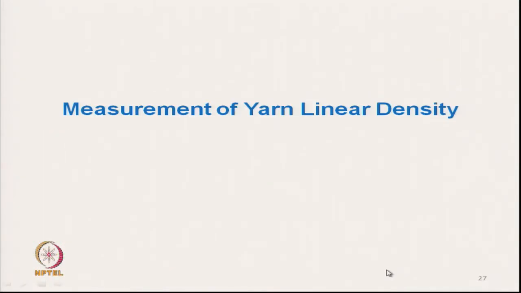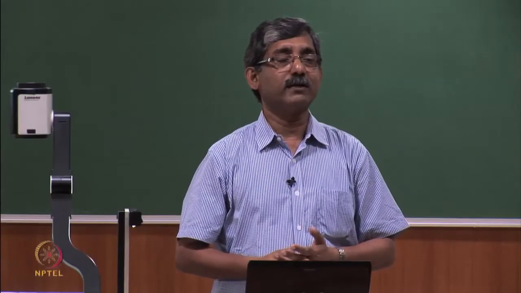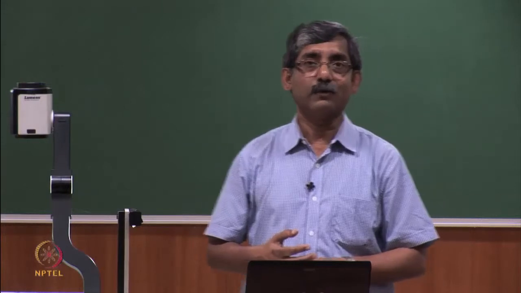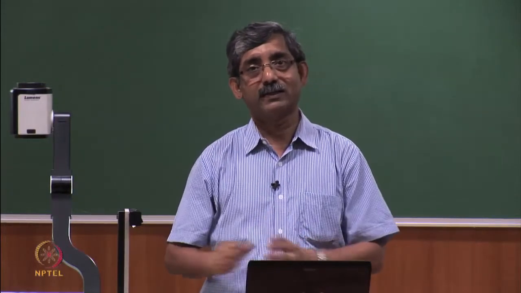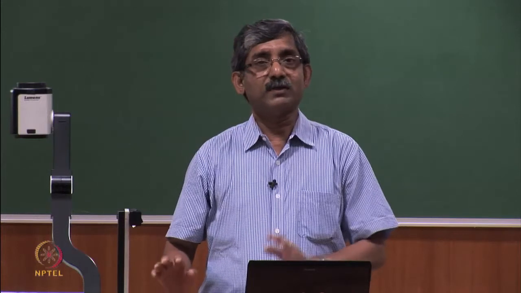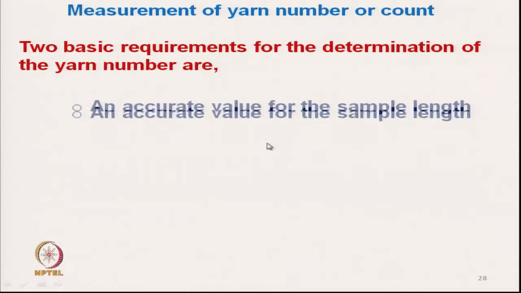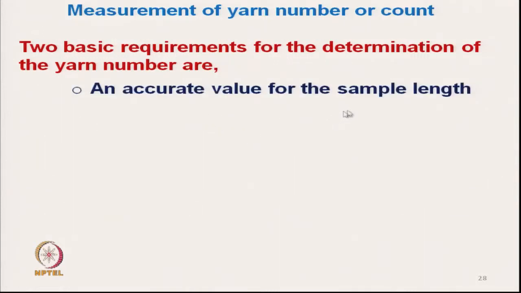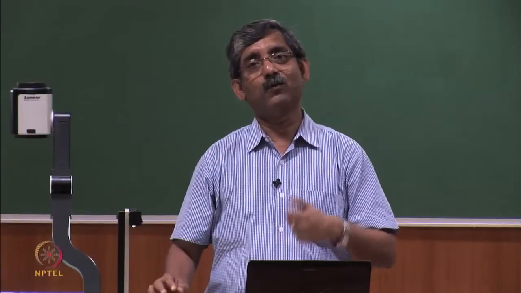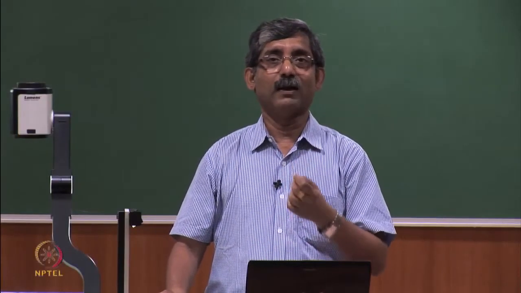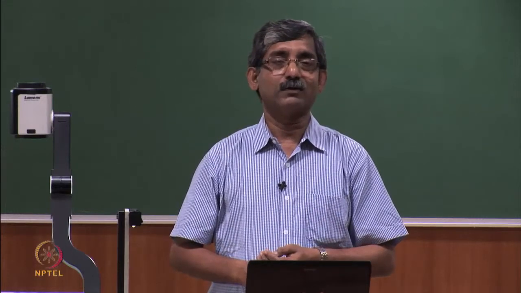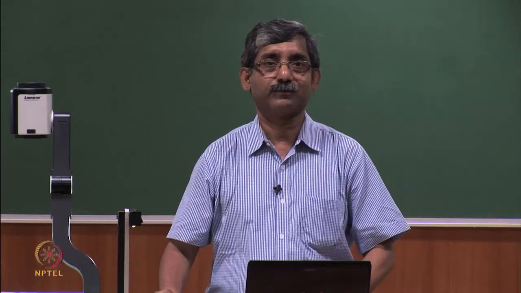Now, we will start how to measure. We will discuss different methods of measurement of yarn linear density. To measure the linear density, there are two basic requirements for determining the yarn count. First, an accurate value of the sample length. If we have a known mass, as we have seen earlier, you need to know the actual sample length of the yarn, and that is actually required for many applications.